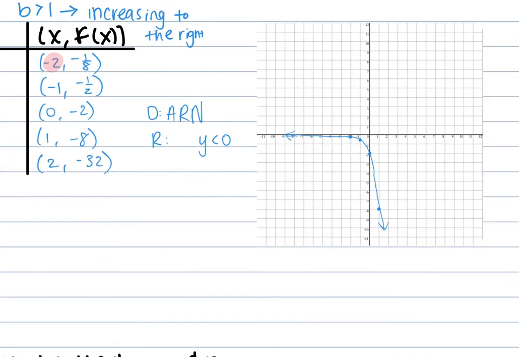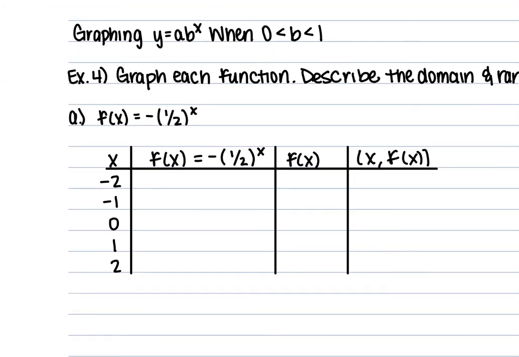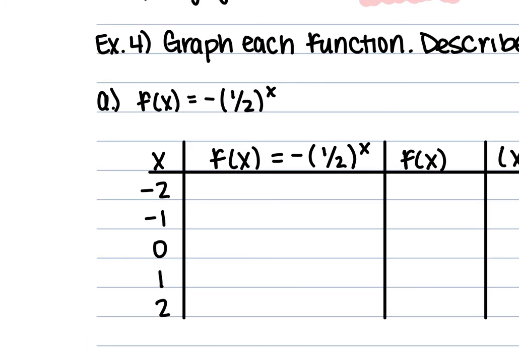All right, let's do one more, and then I'm going to have you guys try one on your own, okay? Graph each function, describe the domain and range. Okay, so this one, our b value is going to be between 0 and 1, okay? So, in this example, what's a here, guys? It's not nothing. Negative 1. And b is 1/2, okay? Your a is negative 1 because there's technically a 1 in front of those parentheses, okay?